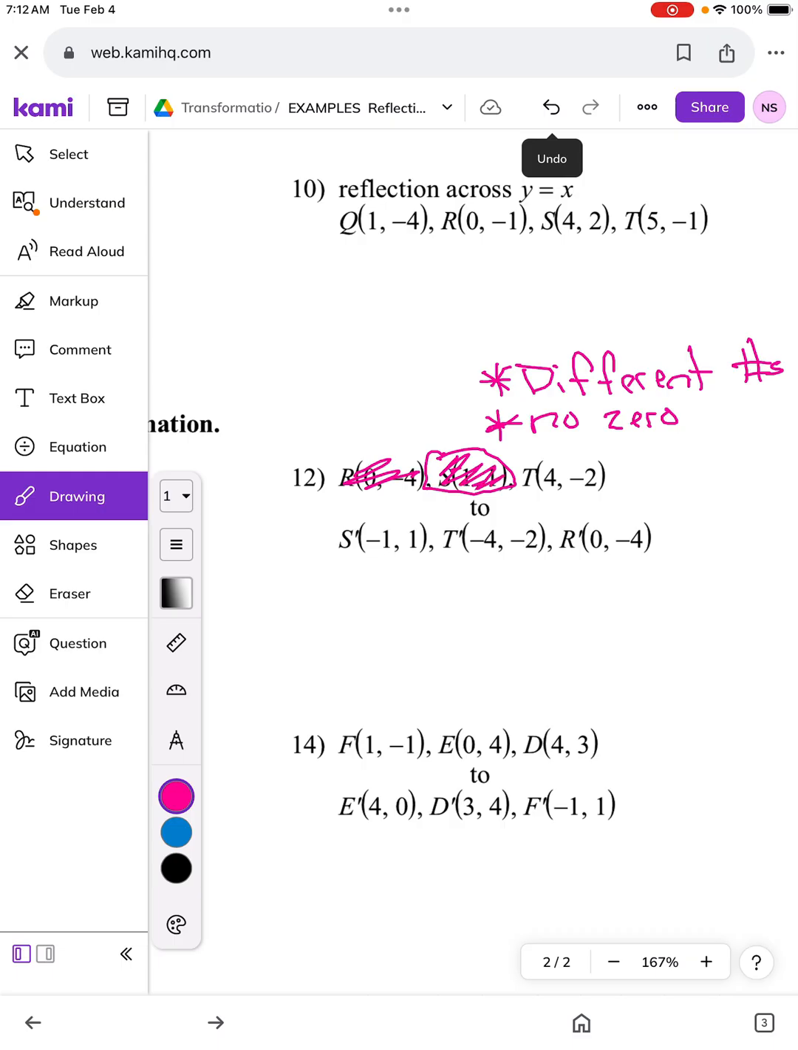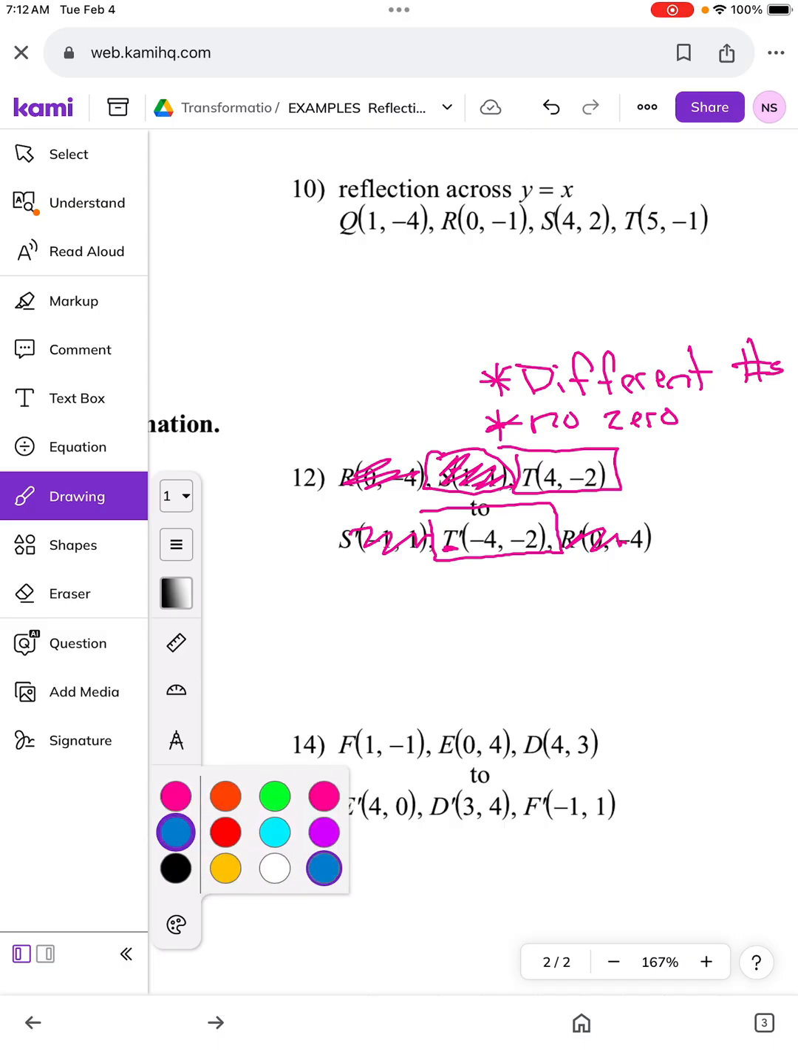So I'm going to look at point T. So I got to find point T down here. It's right here. So I'm comparing these two, and I'm ignoring the rest. So now I have to see what changed. Here it looks like the -2 stayed the same, so nothing changed there. But here it went from a +4 to the -4. So the x coordinate changed.